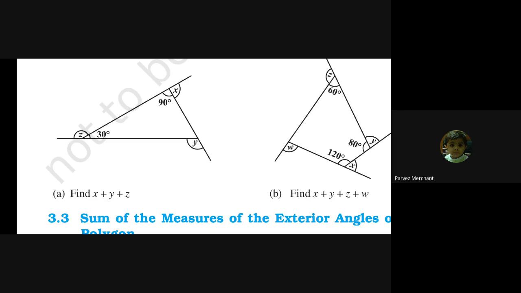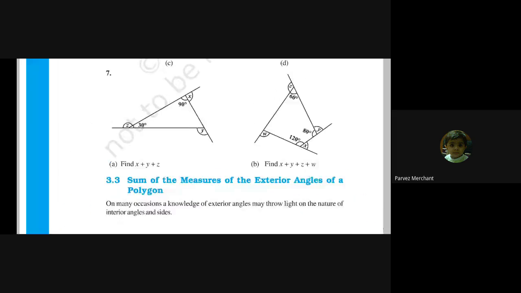So in these two questions, find x plus y plus z, and you can see x, y, z are exterior angles. So the sum of these three angles is 360 degrees. In the second question, find x plus y plus z plus w. We don't use any method; we directly write it down. Here the angle sum of the exterior angles is 360 degrees, so x plus y plus z plus w is equal to 360 degrees. Do you get it?